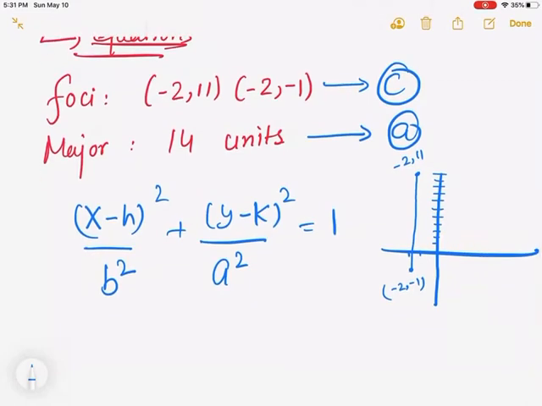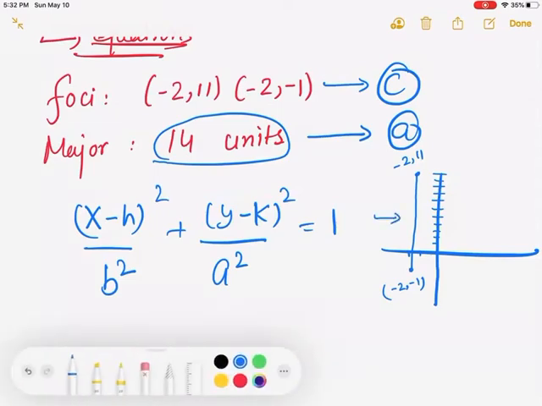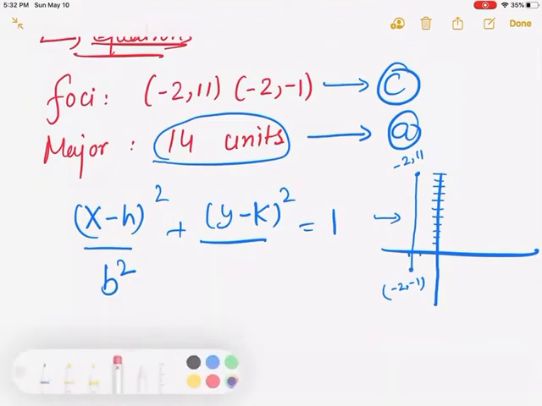I already know my major axis is 14 units long. Major axis, which is the y-axis here, is 14 units long. So what do you think? Do we still take 14? No, we take half. So half would be 7, squared would be 49. So I already know this value under y would be 49. Okay, next step, I need to find h and k.